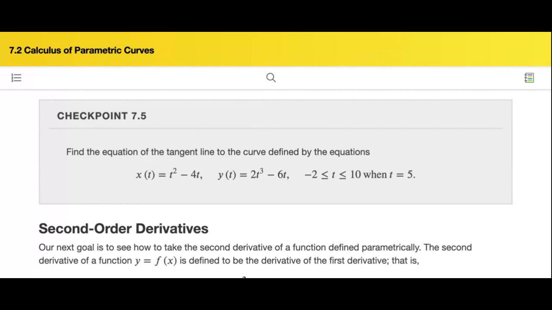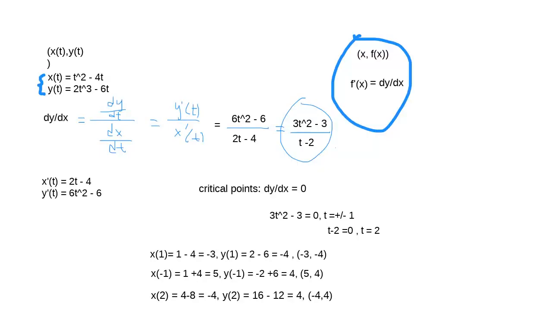x of t equals t squared minus 4t. y of t equals 2t cubed minus 6t. And t equals 5. All of you have that. So let's go to the whiteboard. I have a different answer. Maybe I did something wrong. Let's see.